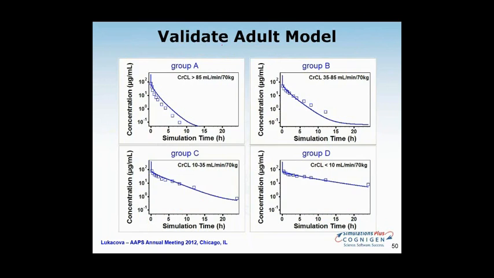Once the model was developed and fitted against the healthy subjects, it was validated by predicting the PK in subjects with renal impairment, with different degrees of renal impairment, and you can see that it nicely predicted all of the groups. So now we had more confidence going into pediatrics.